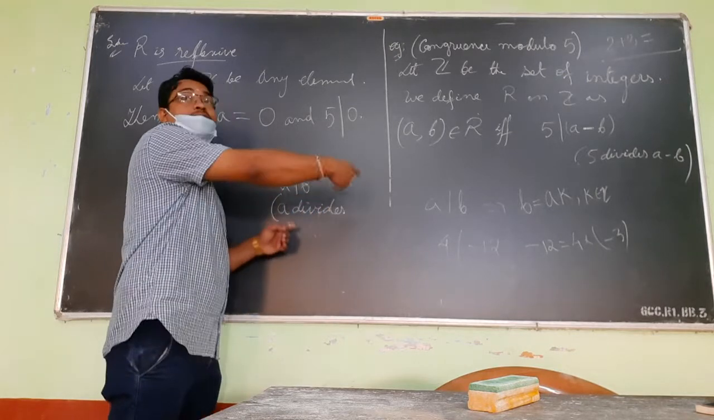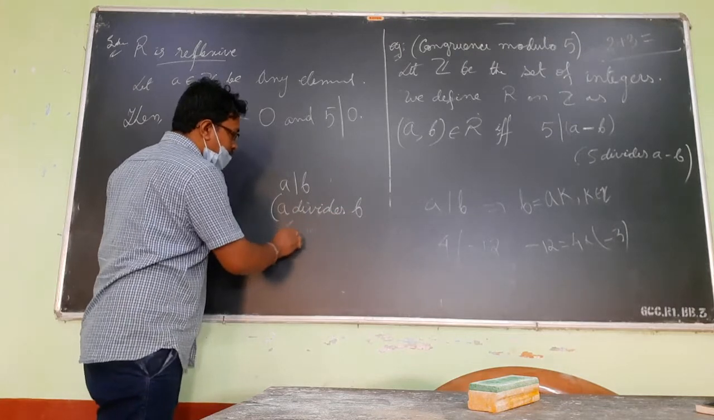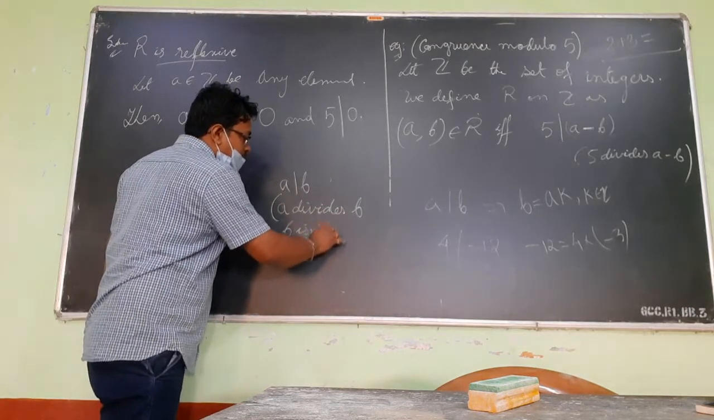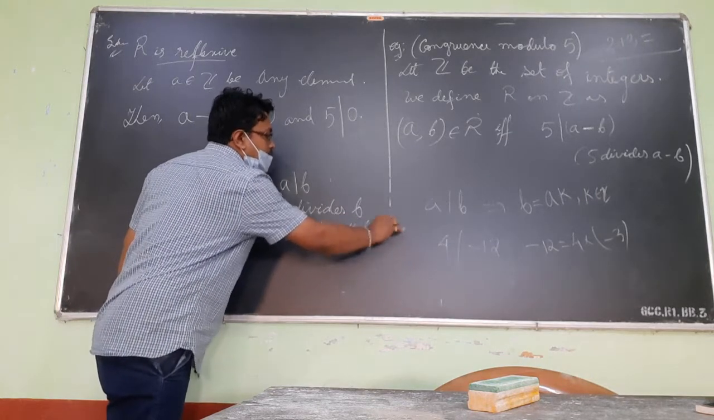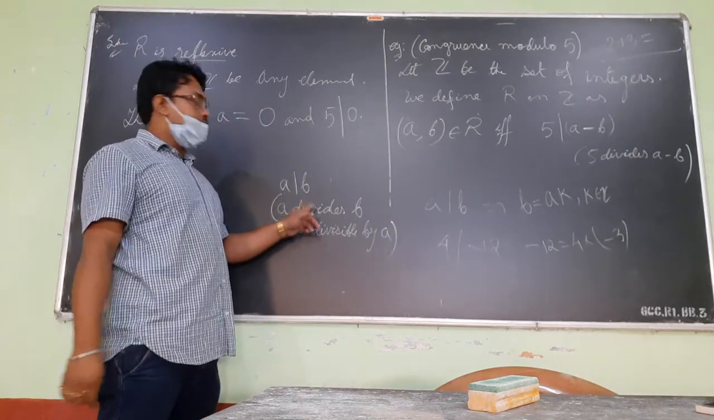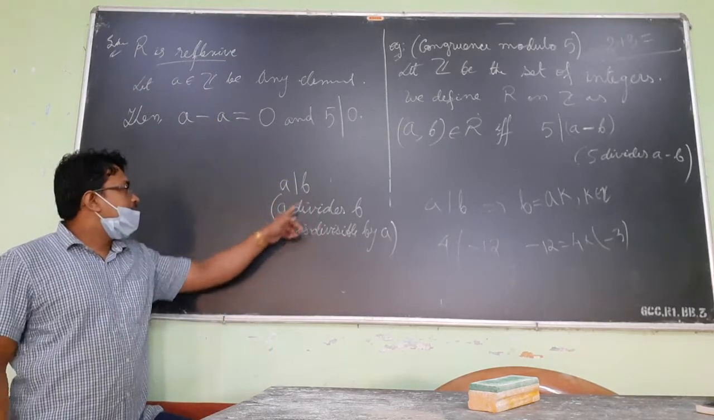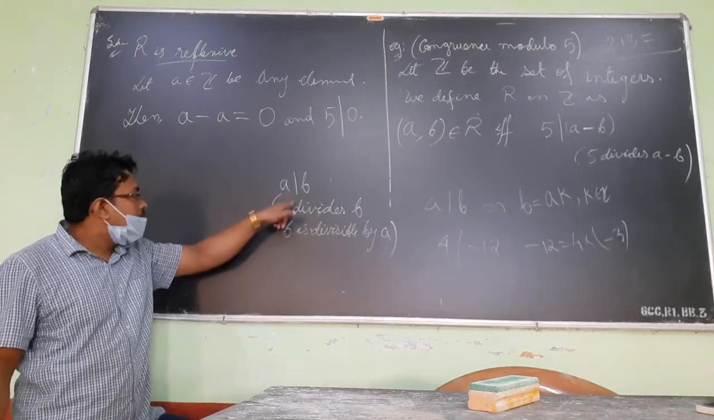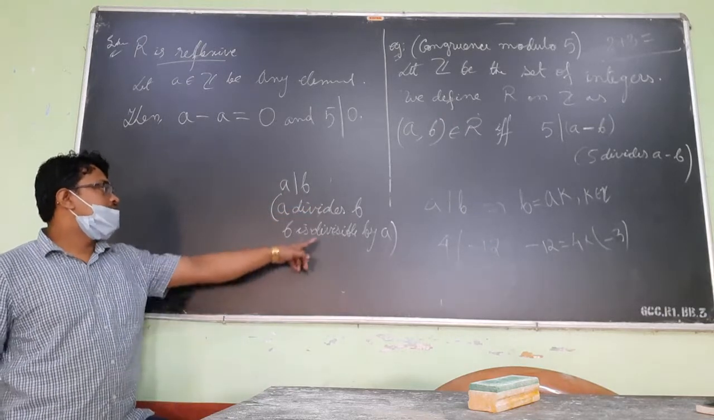Meaning A divides B. A divides B, or equivalently, B is divisible by A. So this symbol means this. All of you can write it somewhere. A divides B means A bar B. This means A divides B, that is, B is divisible by A.